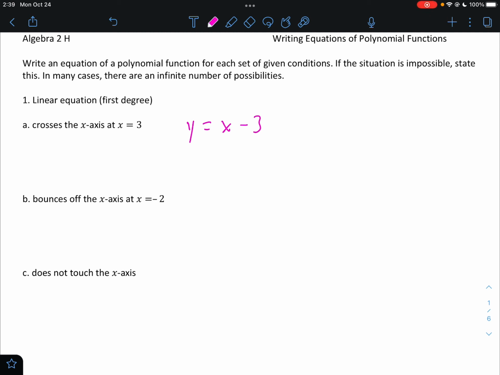For b, you want it to bounce off the axis at -2. Well, in order for it to be bouncing, it would have to be an even power, so it would have to be 2 or higher, but this is a first degree. So this one is not possible.